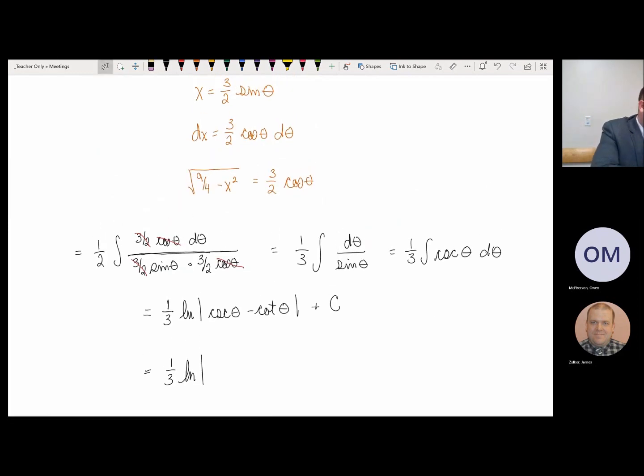Since cosecant's 1 over sine, and sine is 2/3 of x, cosecant would be 3 over 2x, right? Cotangent, cosine over sine. Right, we're going to have a 2/3 over 2/3. That's going to drop out nicely. We're going to be left with... Oh, I know. I actually want to keep the 2, don't I?